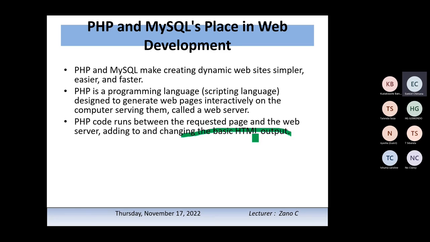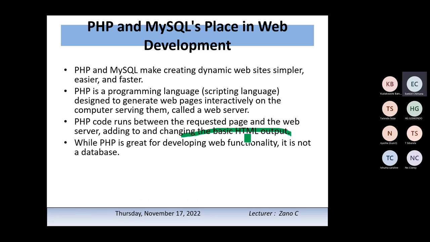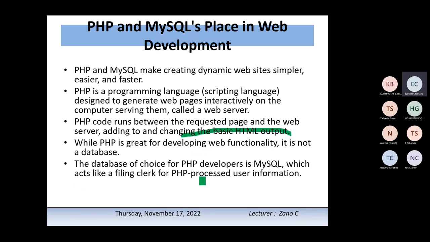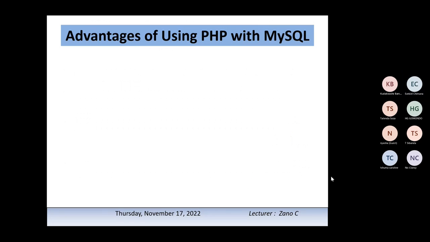So on your static website, we'll be actually changing the content on that site by requesting some information from the what? From the server or from the database, and then we use PHP to extract that information, and then we put it into our basic HTML elements. While PHP is great for developing web functionality, it is not a database. So we need a database. The database of choice for PHP developers is MySQL, which acts like a filing cabinet for PHP processed user information.